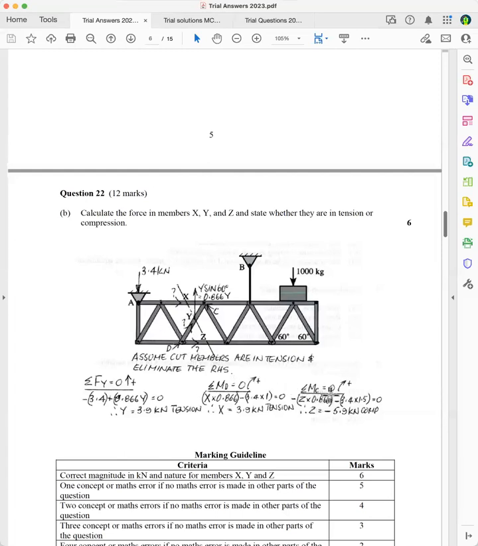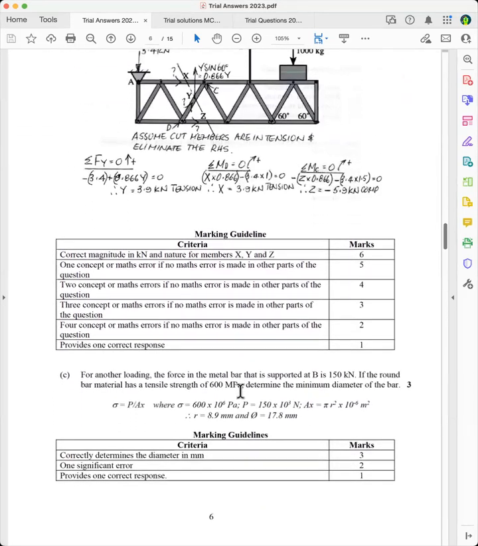So the sum of the moments about C equals 0. So we've got Z going anti-clockwise, so it's negative, multiplied by the perpendicular distance, which is 0.866, minus 3.4 times 1.5, because that's going anti-clockwise. And see, when you've got two anti-clockwise there, you're going to get a negative, and that tells you that Z is not in tension, it's in compression. 6 marks for that, and it's worthwhile studying that.